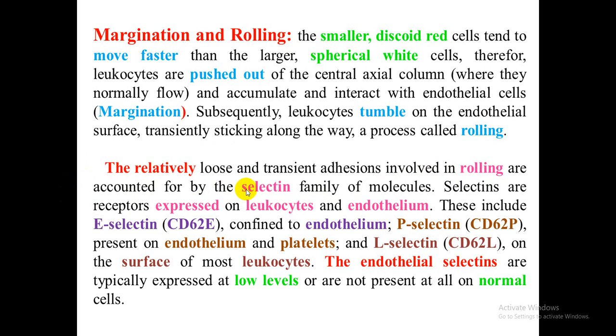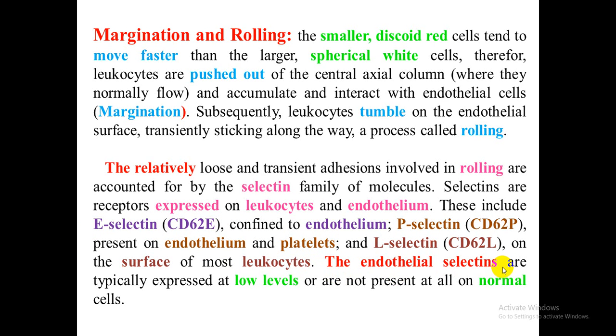قلنا ال L-selectin على الليكوسايت وال P-selectin وال E-selectin على الاندوثيليال سيلز راح يصير بيناتهم interaction يسمونها مرحلة loose adhesion to help the leukocyte in rolling process حتى يسهل عملية الرول. Selectins are receptors expressed on leukocyte and endothelial cells. These include E-selectin, اللي هو CD62E confined to endothelial cells, P-selectin على endothelial cells والبليتلت, والL-selectin مثل ما قلنا expressed on the surface of leukocyte.